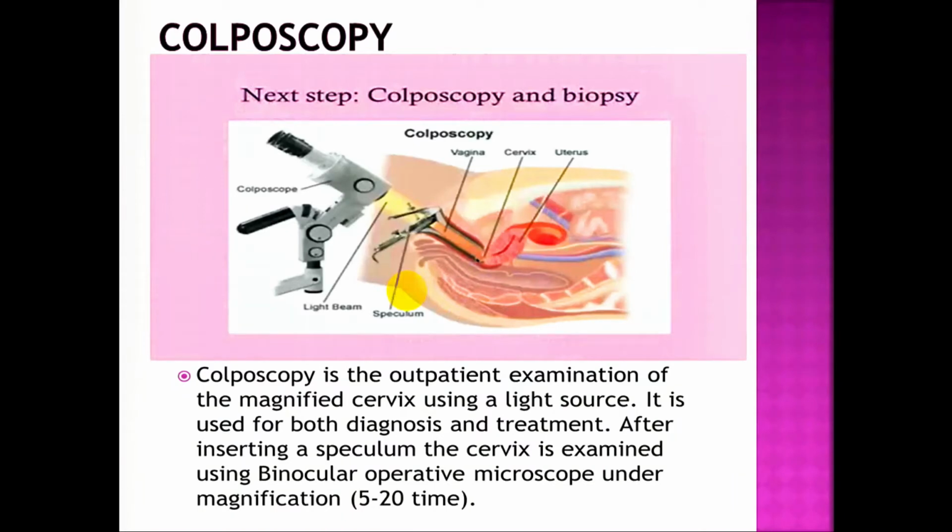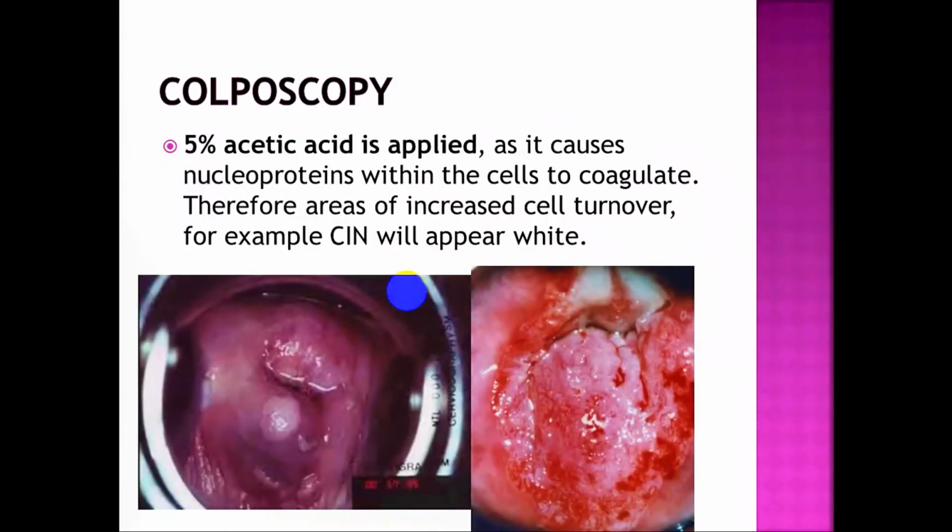Colposcopy is the outpatient examination of the magnified cervix using a light source. It is used for both diagnosis and treatment. After inserting a speculum, the cervix is examined using a binocular operative microscope under magnification of 5 to 20 times. In colposcopy, 5% acetic acid is applied as it causes nuclear proteins within the cells to coagulate. Therefore, areas of increased cell turnover, for example CIN, will appear white.